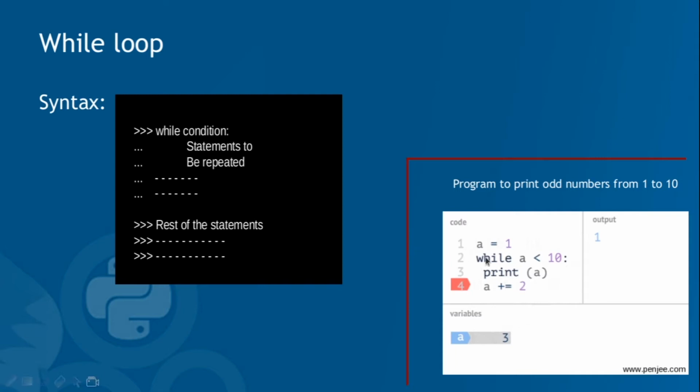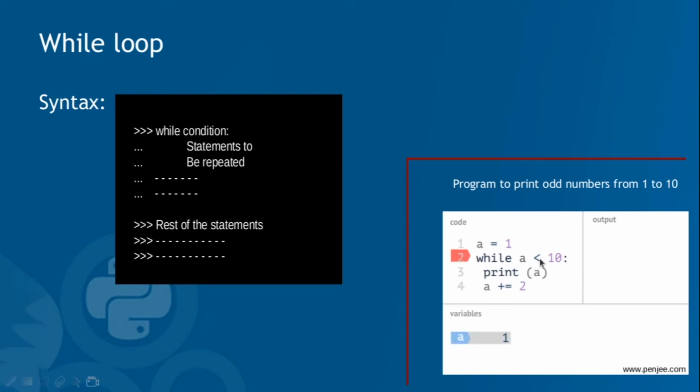This is an example to print the odd numbers from 1 to 10. Here we will be starting off with a equal to 1, and we will be checking whether a is less than 10 or not. If a is less than 10, we will be printing a, and we will be incrementing a by 2 until a is 10. So let's check how this is working.